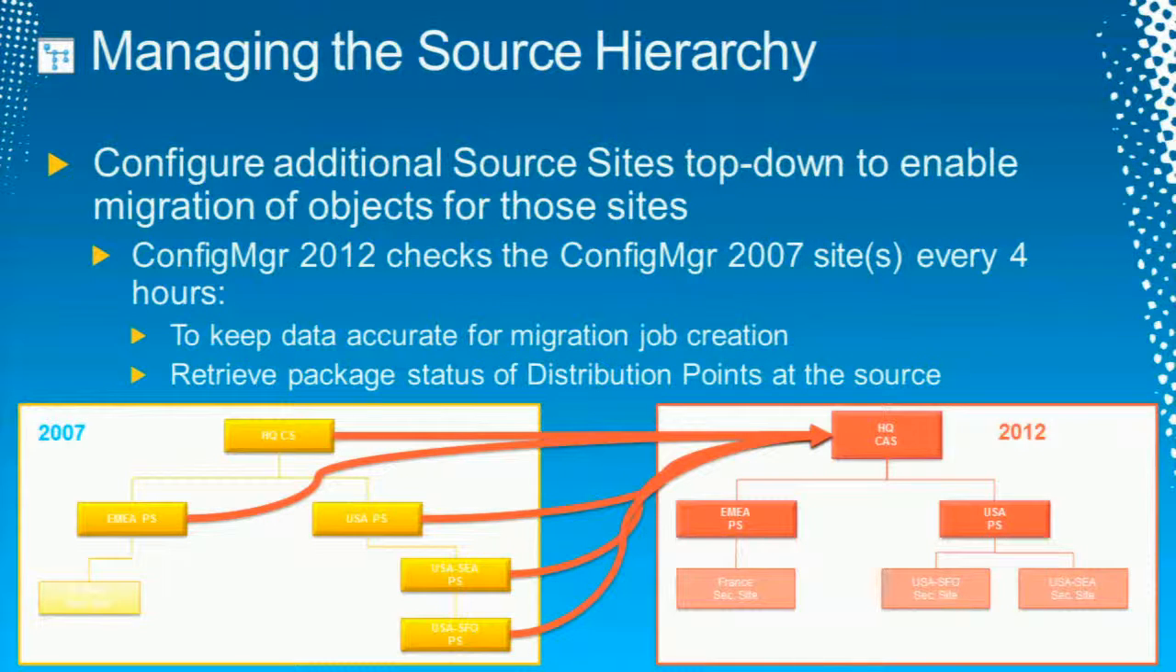We'll migrate all the objects over that you choose from those sites over to your CAS, and then it will replicate down to EMEA primary site and USA primary site. So you may set up mappings between multiple primary sites in one site over to your new central administration site for that global replication. By default, we're going to go back and query your 2007 site every 4 hours.